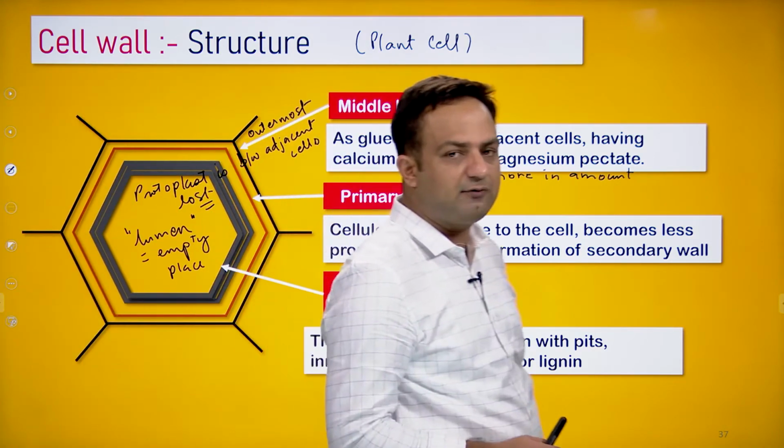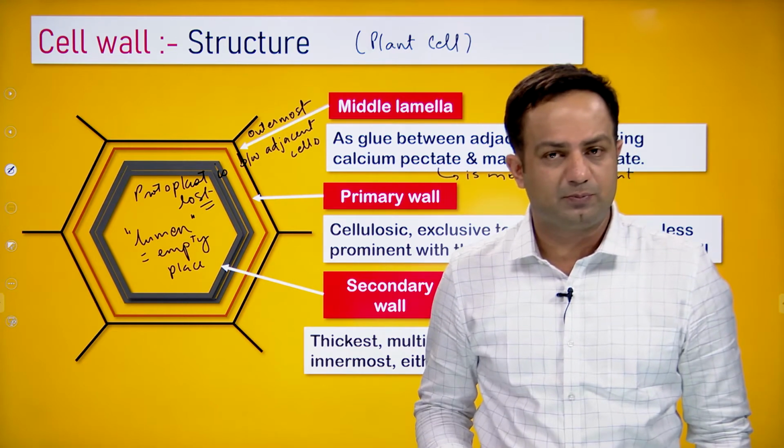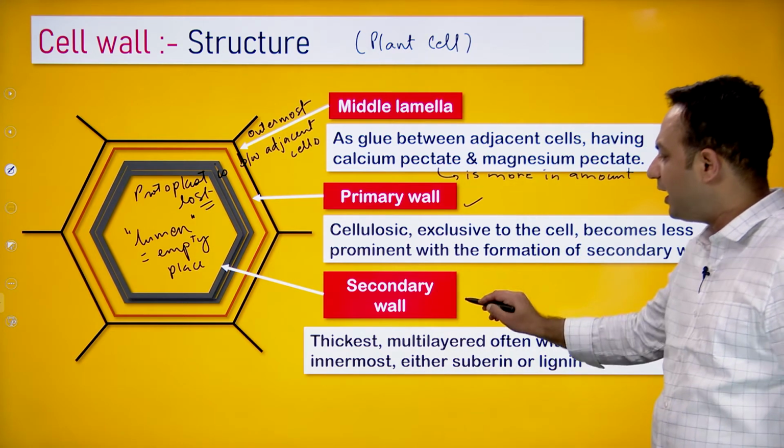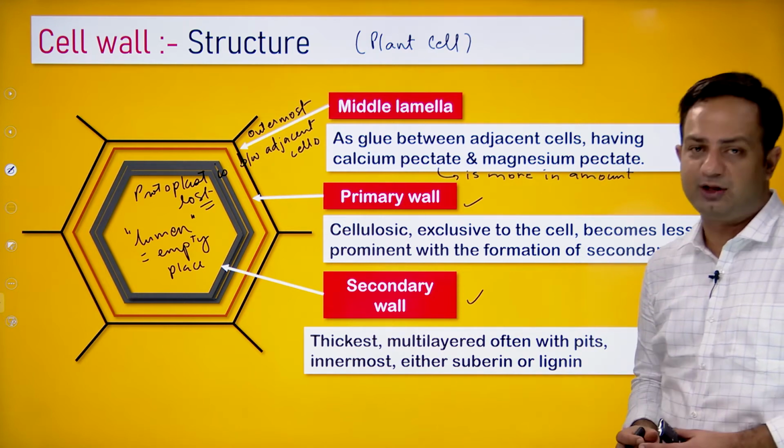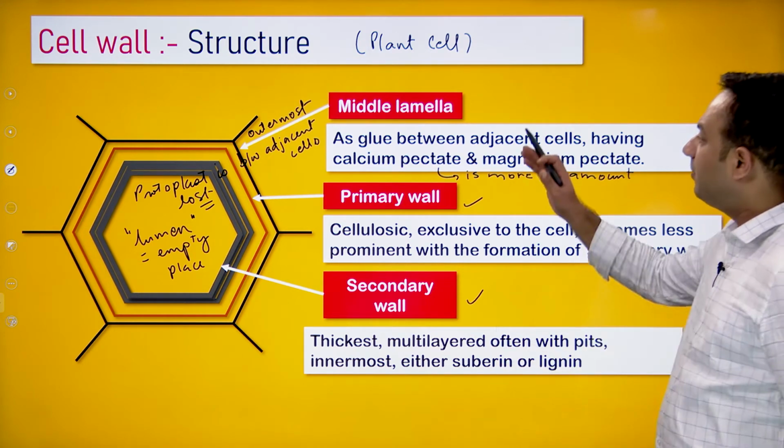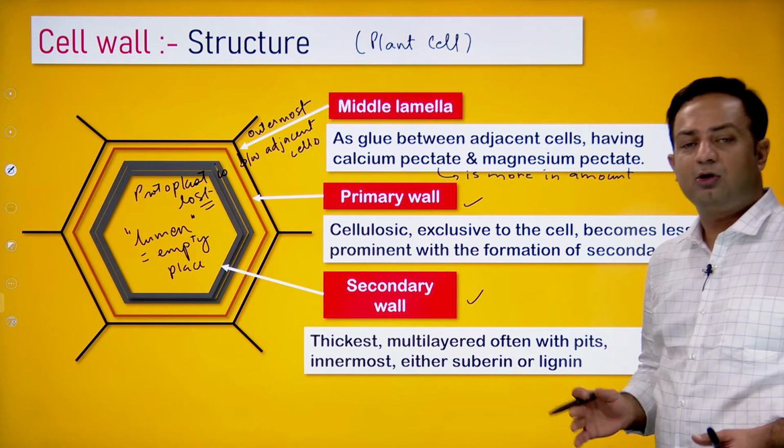So these are the three different layers along with their chemical composition, out of which the primary wall and secondary wall are exclusive for the cell. The middle lamella is shared with the adjacent one.